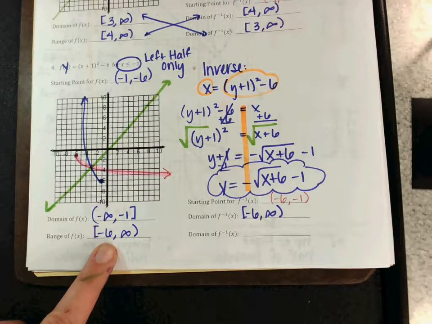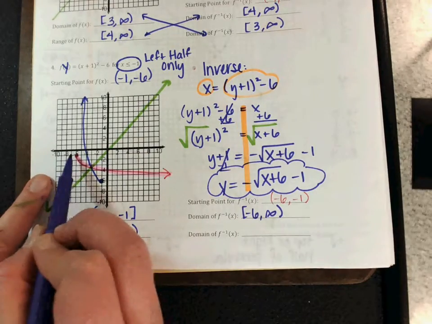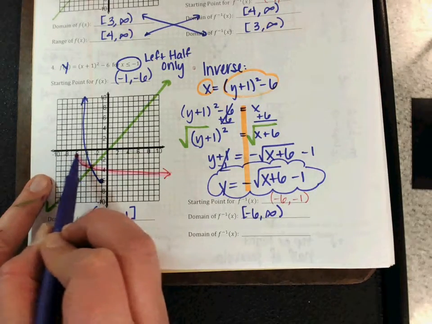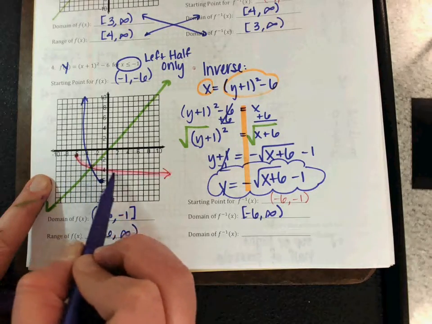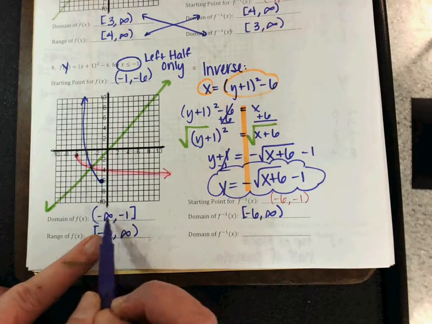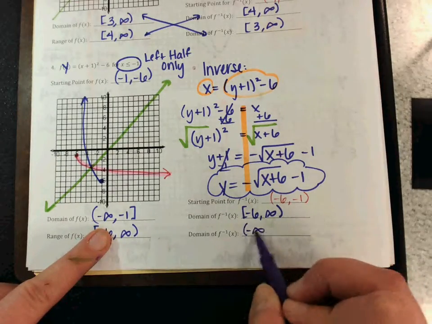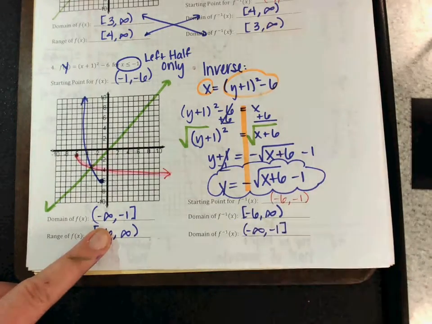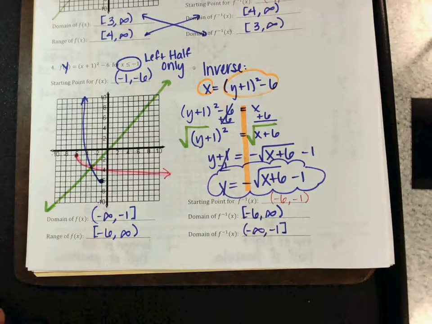Okay, now think about your range. How high does it go right here? -1, but then this one is aimed down forever. That's a negative infinity, so it's going to perfectly match this one. -infinity to -1. So they should always match up. They're just going to be opposites to each other.